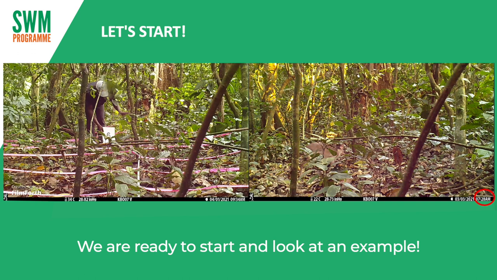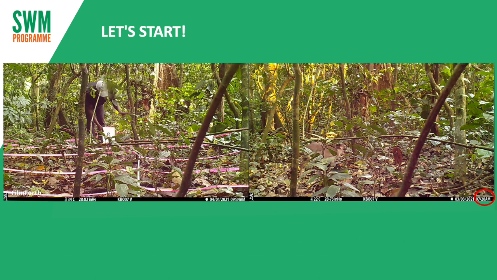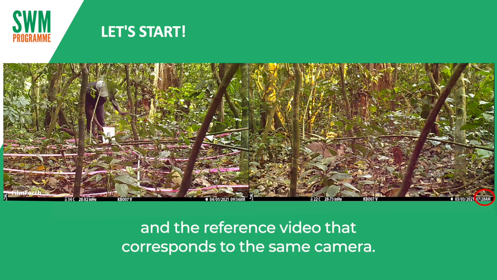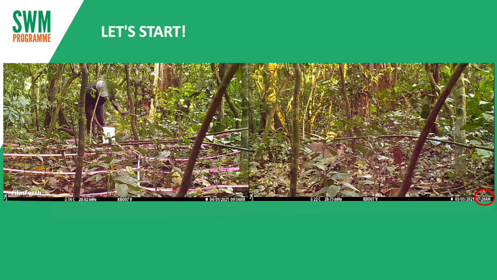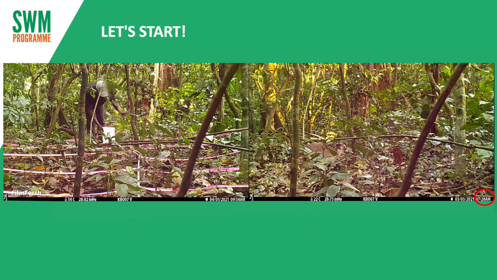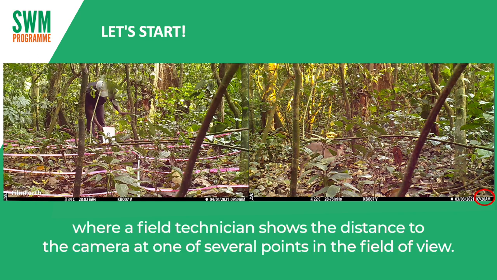We are ready to start and look at an example. First, we simultaneously open the video of an animal and the reference video that corresponds to the same camera. To the right, we see a blue duiker capturing the forest in Mbalé Ndoki National Park, Congo. To the left is the reference video, where a field technician shows the distance to the camera at one of several points in the field of view.